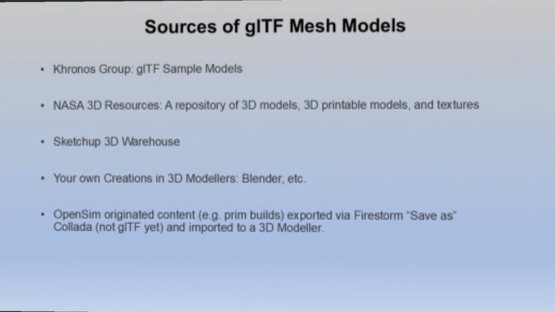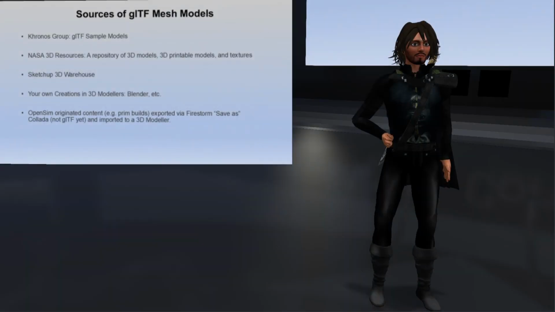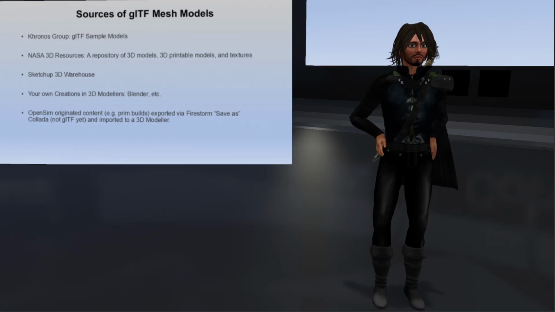The Khronos Group has a website with a whole series of simple test models which you can also try out. And SketchUp 3D Warehouse has many building style models and other things that people have uploaded, and it's a source of many often free models. Or you can create your own using 3D modelers, including open source modelers such as Blender.